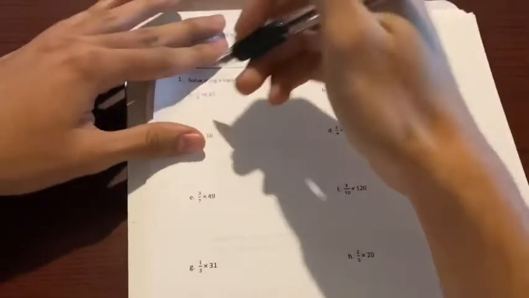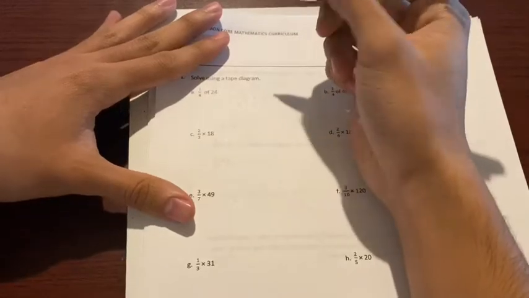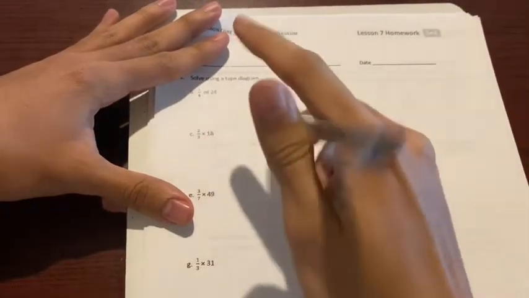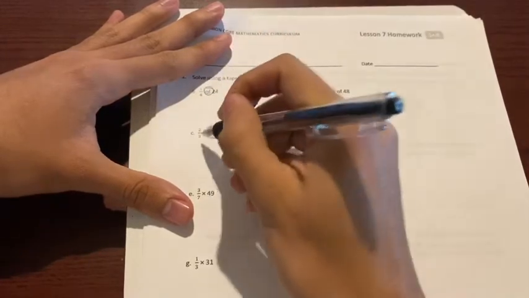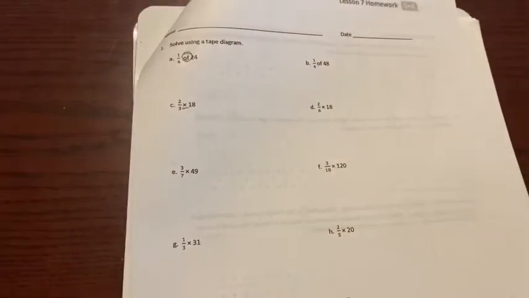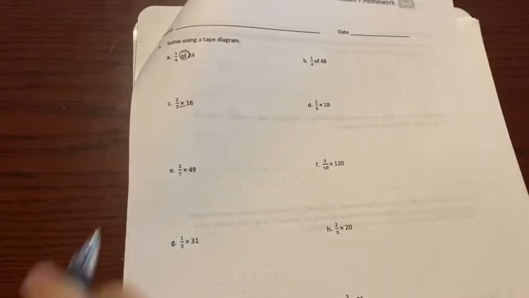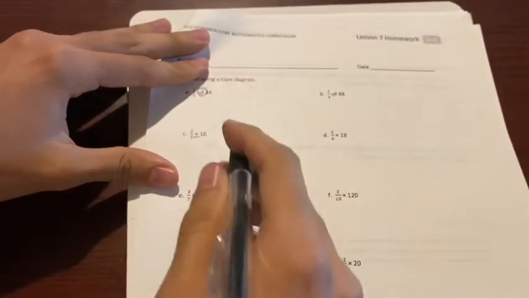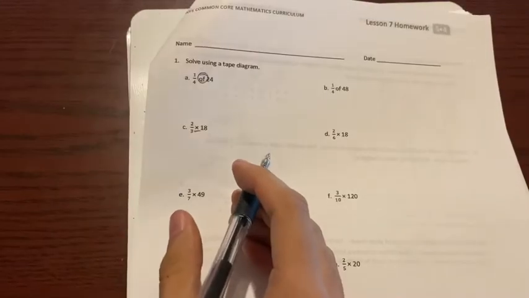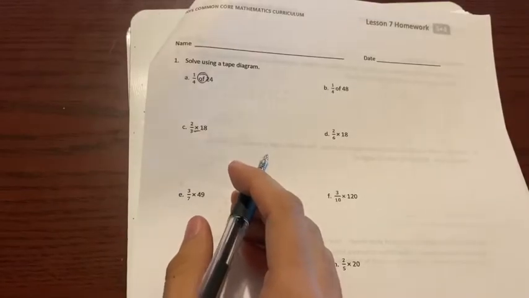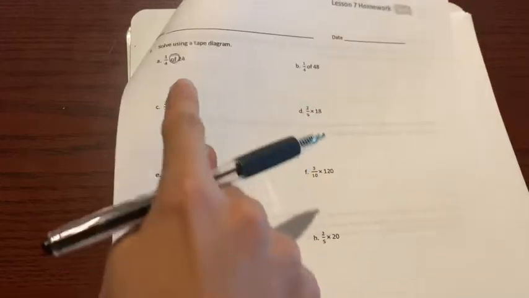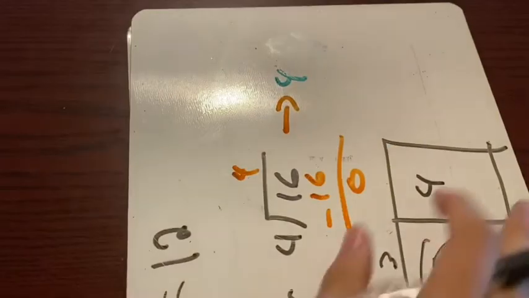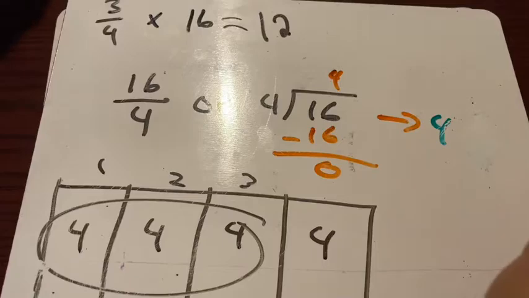Okay, let's do 1A. 1/4 of 24. Now, hang on, before we begin, notice how some of them have the word "of," and some of them have a multiplication sign. That's the same thing, okay? So 1/4 of 24, what do you think, everybody? Do you want to do the drawing with the circles, or do you want to do the standard algorithm? Let's go ahead and do the drawing with the circles. And then for number 2, I'll do the standard algorithm way.